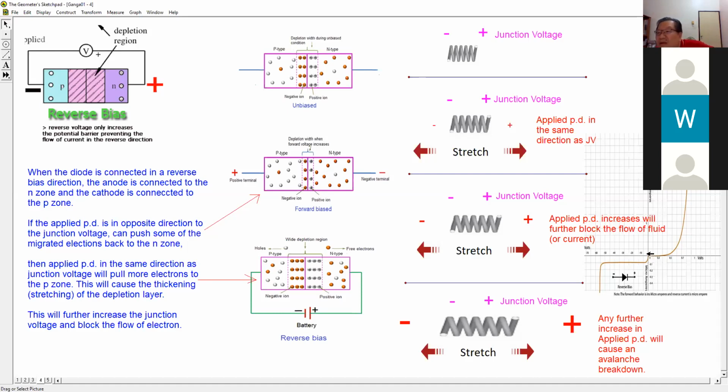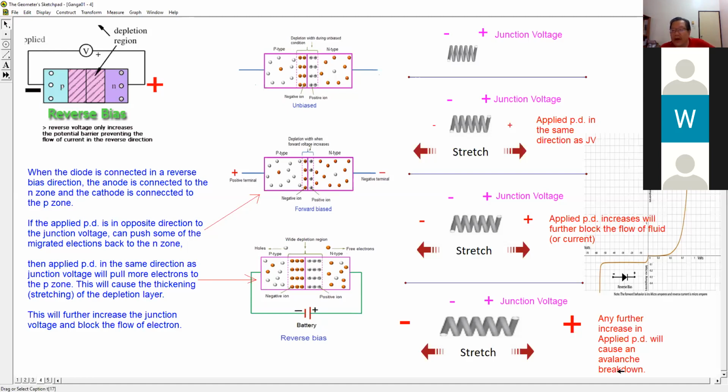So you apply negative 10, negative 20, negative 30, negative 40, until 50 some, 55. Let's say 55. Still the current cannot flow because you are pulling them in the opposite direction. So the current will not flow through. But if you apply a very big voltage like 70 or 80 volts, then the current suddenly can flow through. This is called the avalanche breakdown.